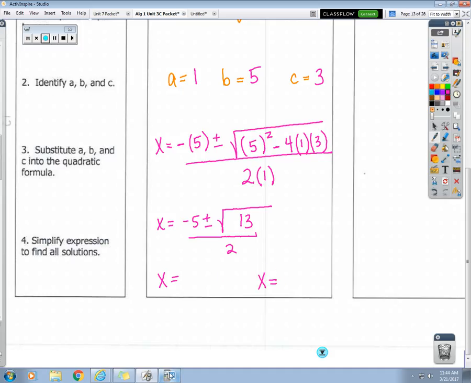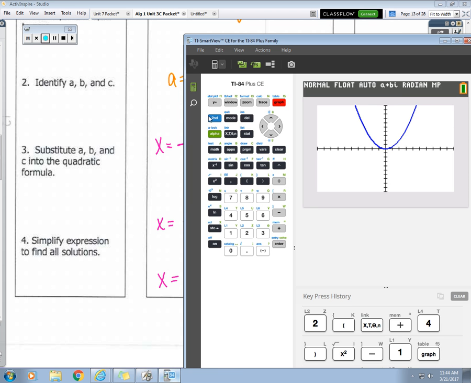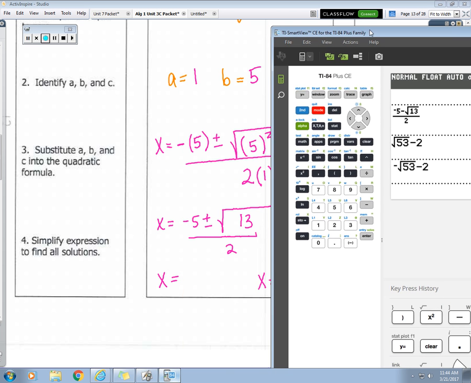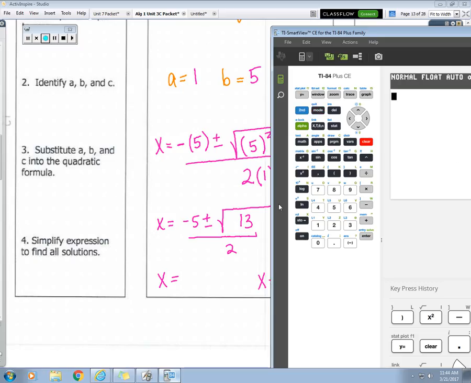So now here's how you're going to get your 2 answers. Watch me on the calculator. Well, I'll give you time to copy and then I'm going to do it on the calculator. Okay. So look, it's a fraction that I'm going to be typing in, right? This is a big fraction. So I'm going to set up for a fraction by going to alpha y equals n over d. I'm going to type in negative 5 plus the square root of 13, and then on the denominator 2.